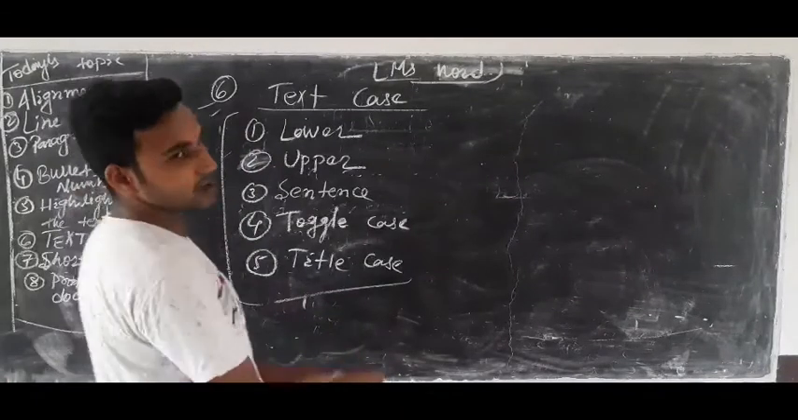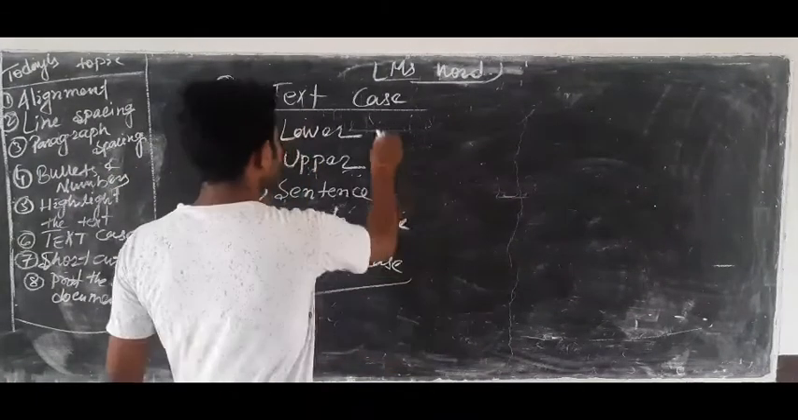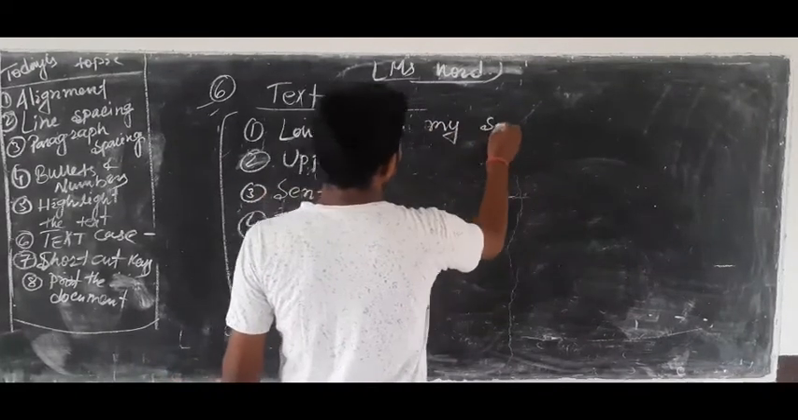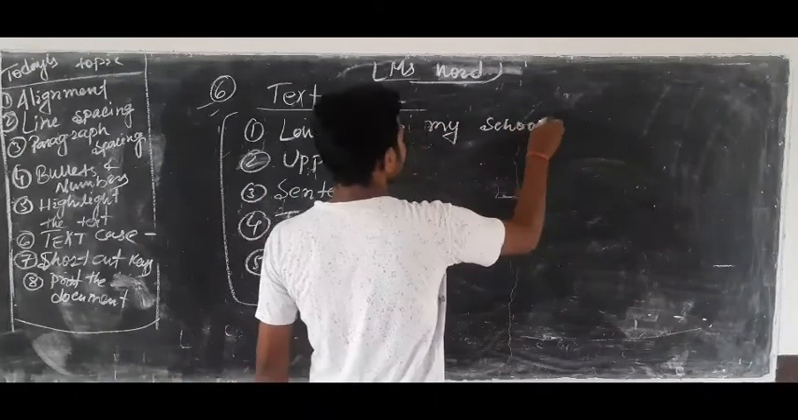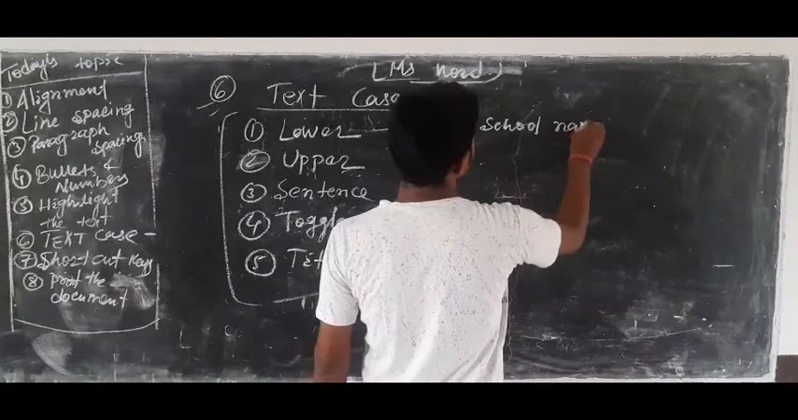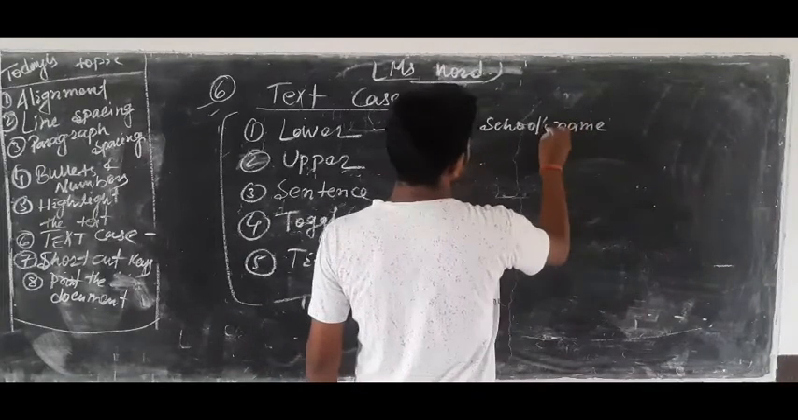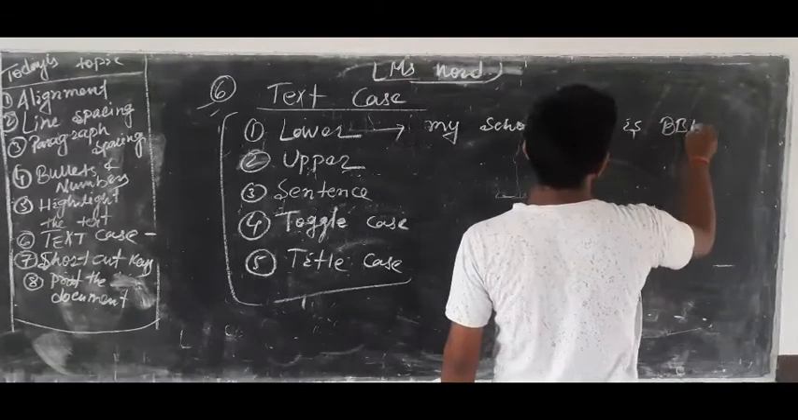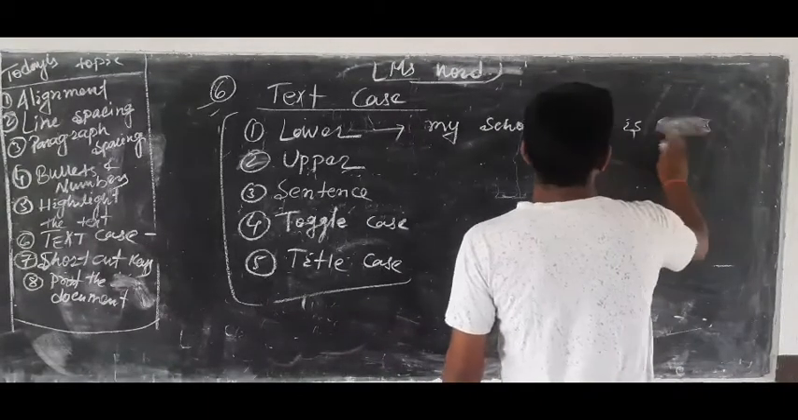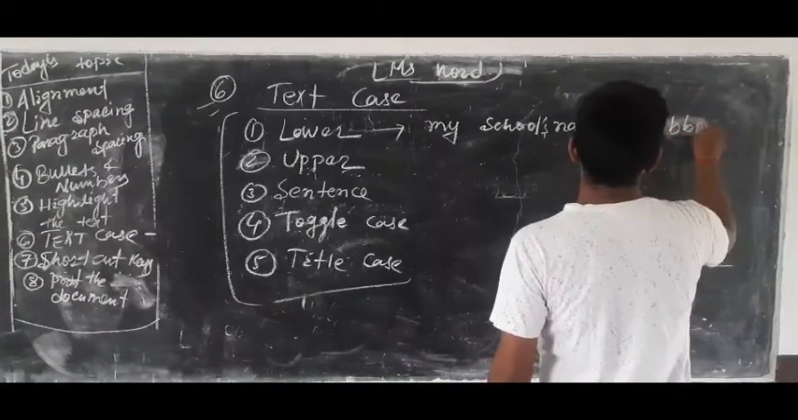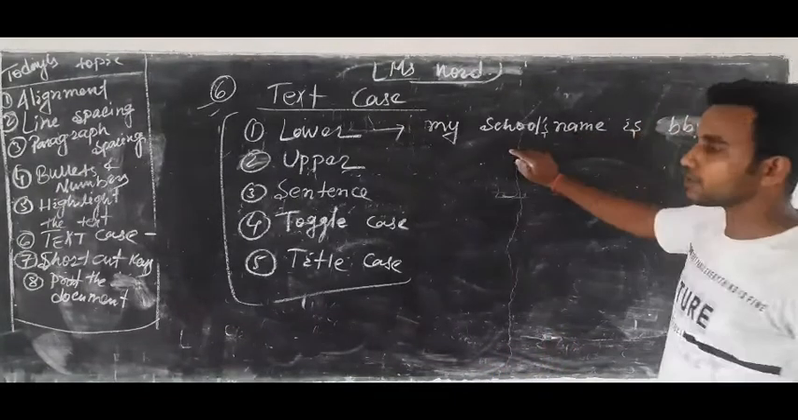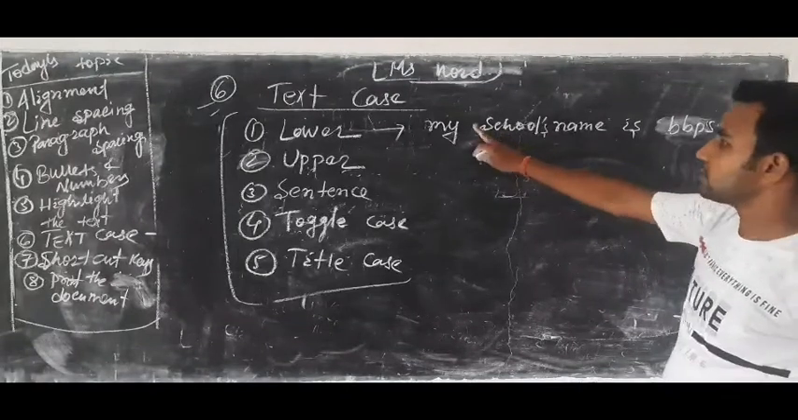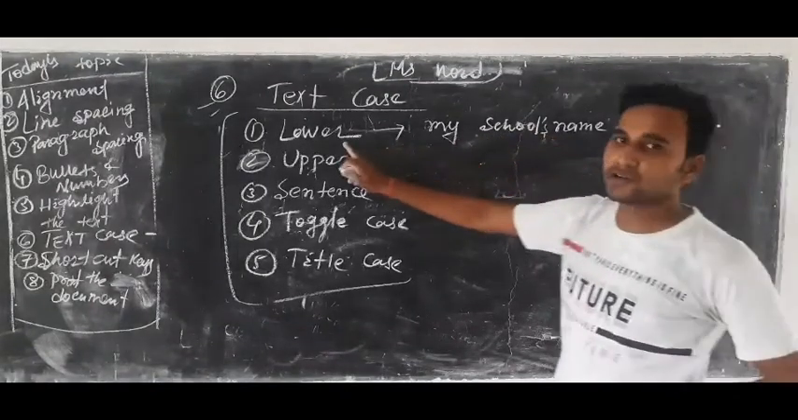So how can you identify these? First, lower case. Suppose my school's name is DBPS. All the letters will be in lower case. So in this line, this case is called the lower case.